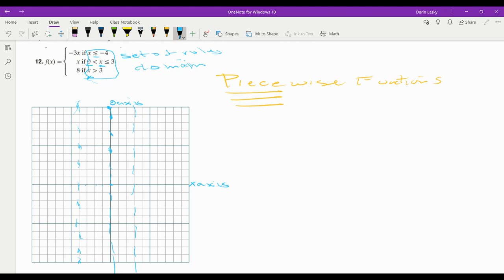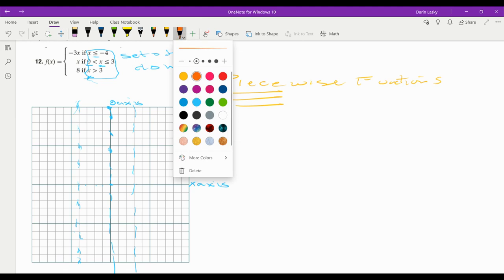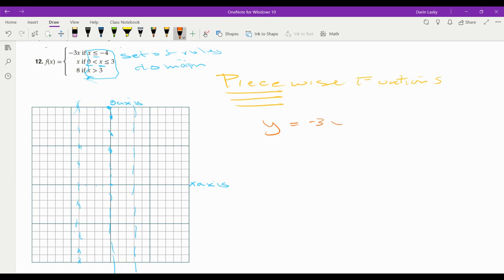Okay, so if we're going to take something like y equals -3x, we're going to start with that one first. Let me change the color. Let's go orange here. So y equals -3x plus 0 when x is less than or equal to -4. So basically what we're saying is this: my y-intercept is equal to 0, and my slope is equal to -3/1. So we start at the y-intercept, and I've got a slope of down 3 and over 1.